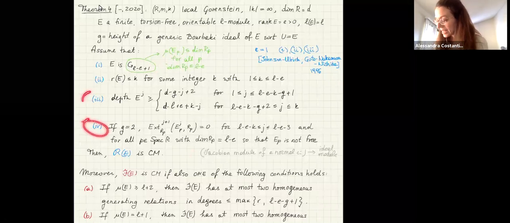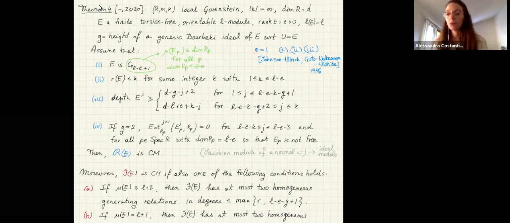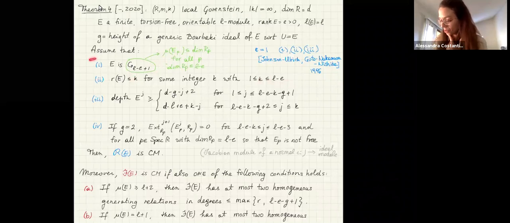I have a result in a similar fashion that works precisely for ideal modules. And again, it recovers the result of Johnson and Ulrich, but it needs a different proof. It has slightly different assumptions, but there is no Ext condition there. It's a different argument. Oh, by the way, I forgot to mention that for the biggest possible reduction number, when we pick K equal to L minus E, this result for Cohen-Macaulay was proved previously by Kuan Lin, but she only has bigger values of K.